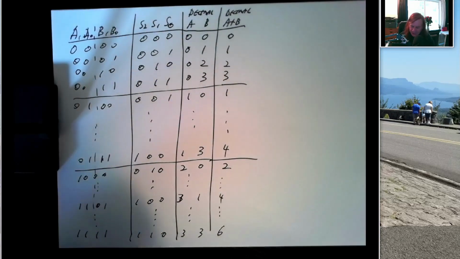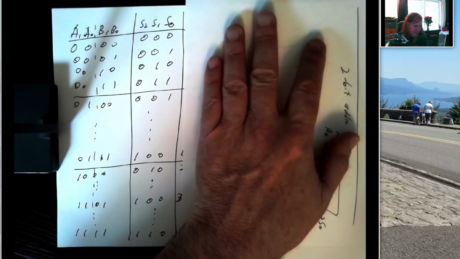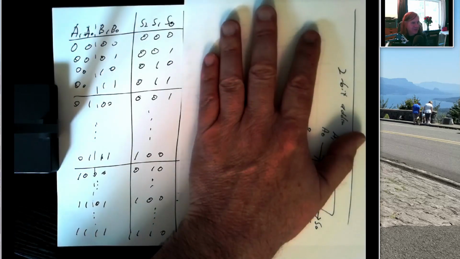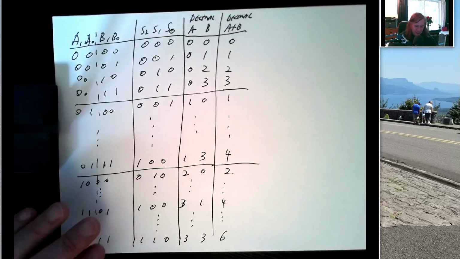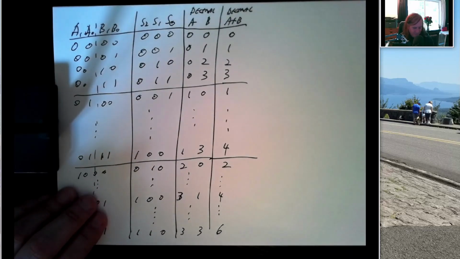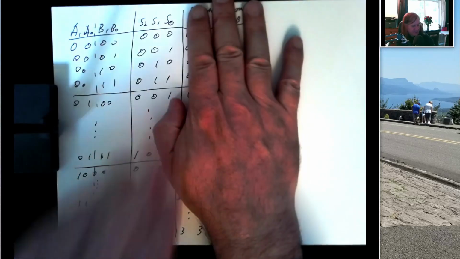All right, so we can ignore all of this stuff and just think of this as a truth table, 4 inputs, 3 outputs. But we wrote these other columns to help us figure out what these outputs should be. All right, so now we've got a truth table, 4 inputs, 3 outputs.